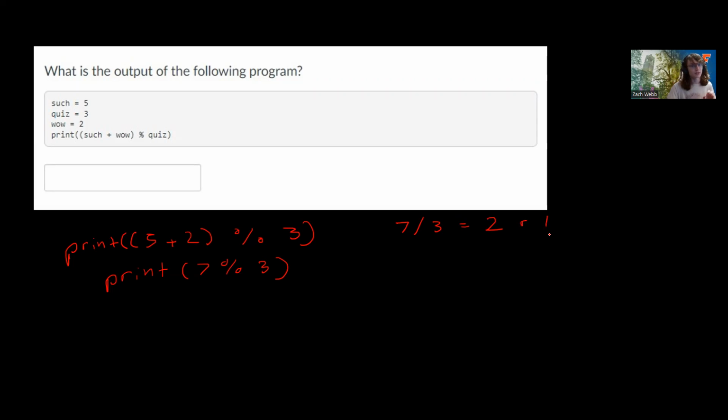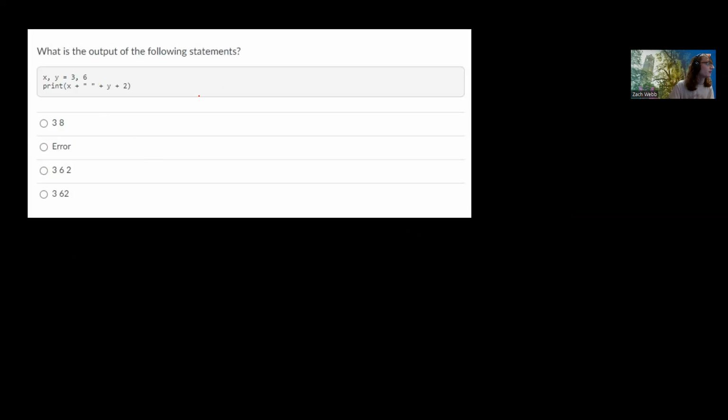And now modulus says, okay, I don't care about the division. I just want the remainder. So here we're just going to get that 1. So 7 mod 3 is 1. So we're going to print 1. Now here is 1. Our next output of the following statements.